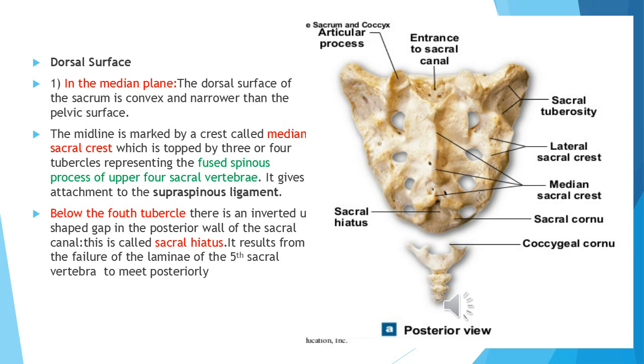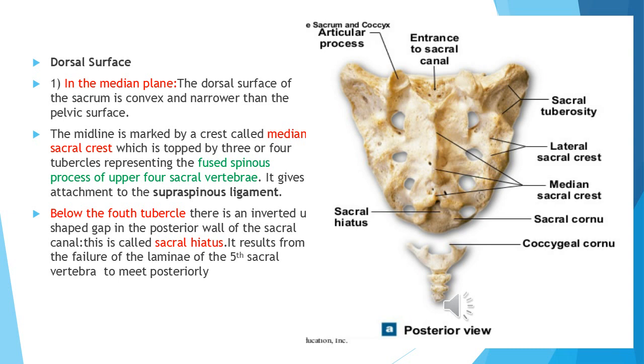In this picture, you can see the dorsal surface of the sacrum. Compared to the pelvic surface, you can see that it is not that smooth or concave. Instead, it is rough and convex. Take the median plane of this bone. There you can see a crest in the midline. That is known as the median sacral crest.